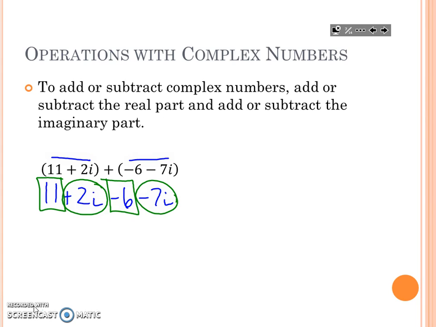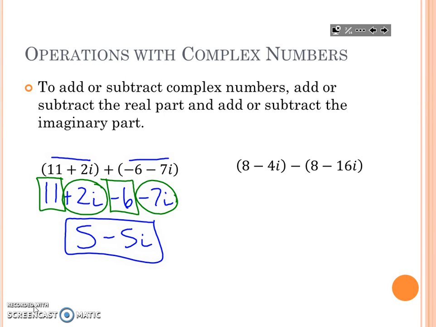I'm going to combine my imaginary part, and I'm going to combine my real parts. So 11 and negative 6, that's going to give me a 5. Positive 2i and a negative 7i, that's going to give me a negative 5i. And that's all I do. It's just combining like terms. Subtraction is the exact same thing. It's just combining like terms, except I have a negative here. So I'm going to have to distribute that negative to both.